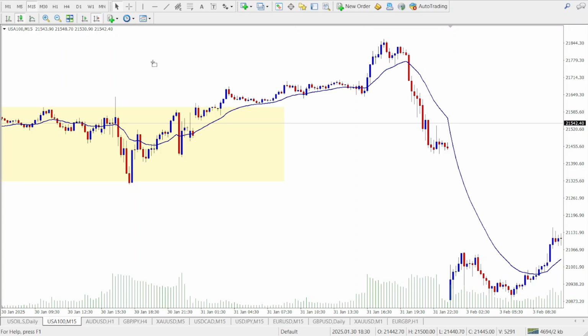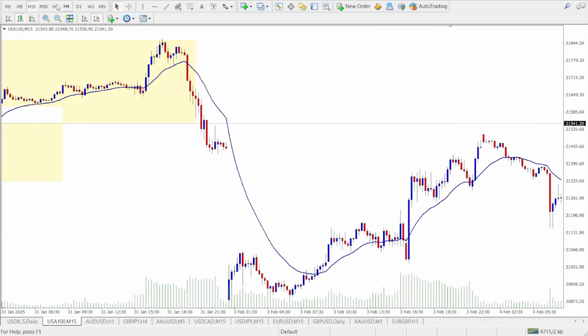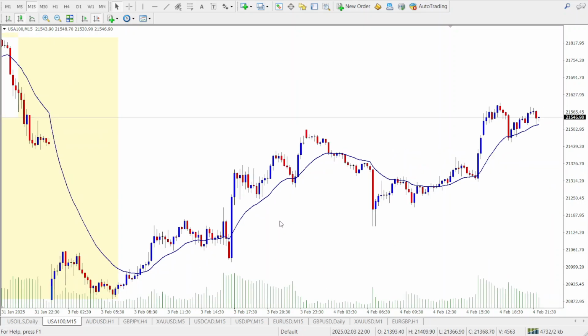And then we can see that we actually had an uptrend here as the price was trading above the moving average. And then here you can see that we had a downtrend as the price was trading below the moving average. You can see this is another uptrend, as the price was trading above the moving average.